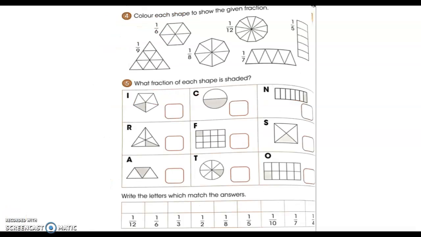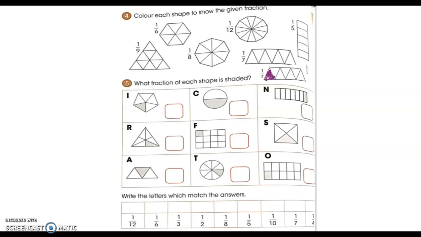Number 4. Color each shape to show the given fraction. See, all of them are unit fractions. We're going to do one example for you. 1/7. There it is. You can do the rest. Let's proceed to number 5.